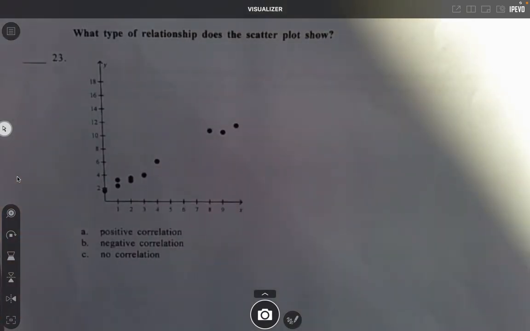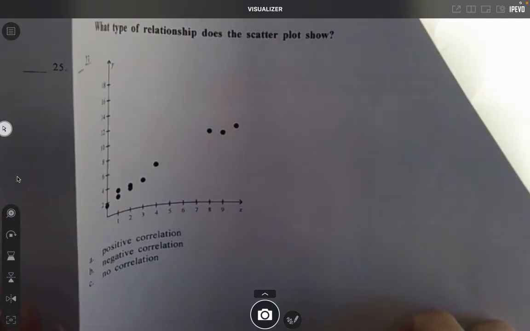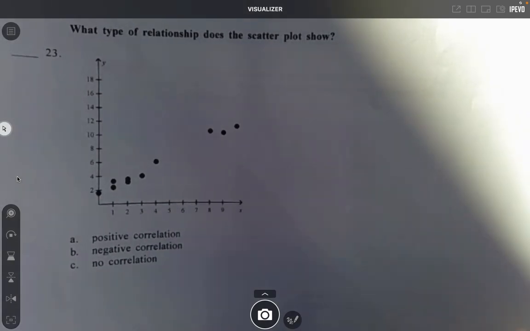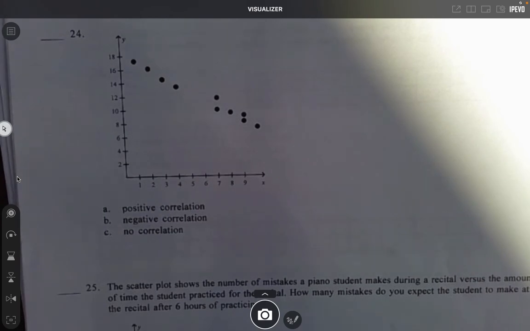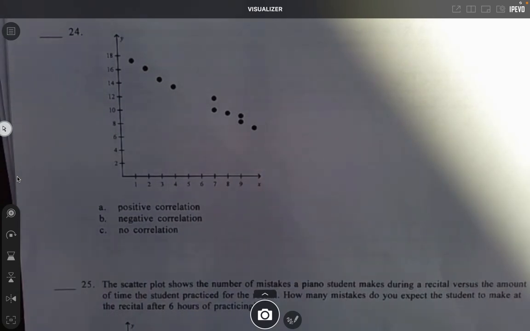23, what type of correlation is that? It's positive. It's going up, okay? The points, can you tell they're going up? You can. So that one is positive, it's A. Okay. 24, what way are they going? They're going down, so they're negative.